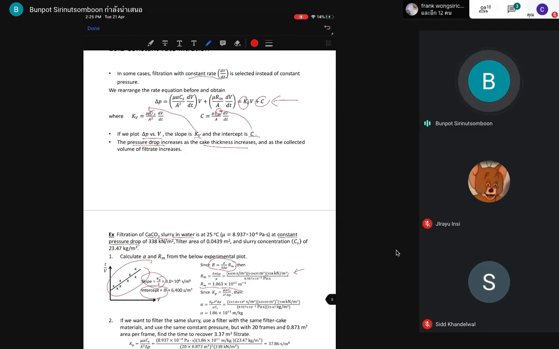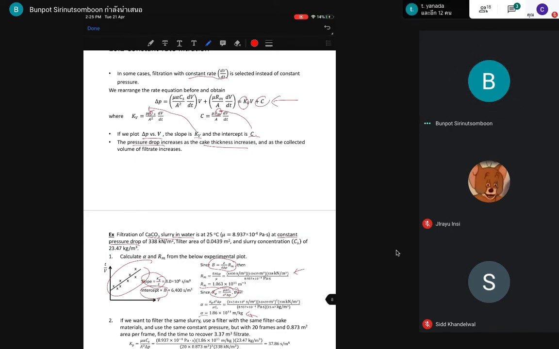And then once you get Rm, you use this relationship to find alpha. Okay, and this is the value for alpha. So you got the value of Rm, the resistance of the filter, and alpha is the specific resistance within the cake.